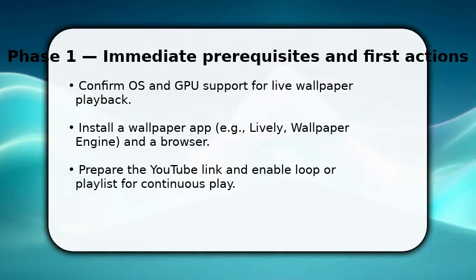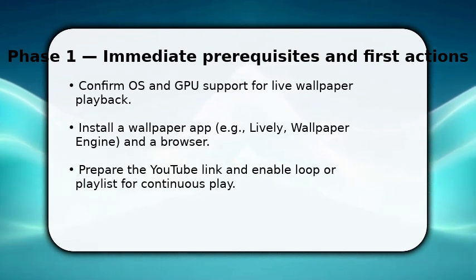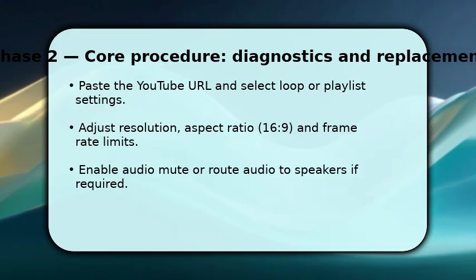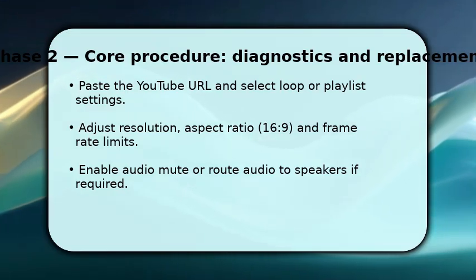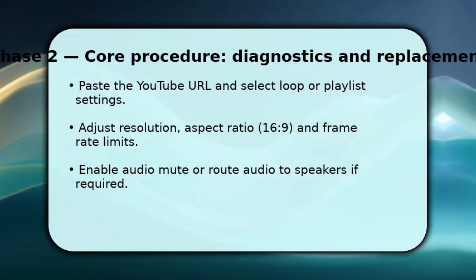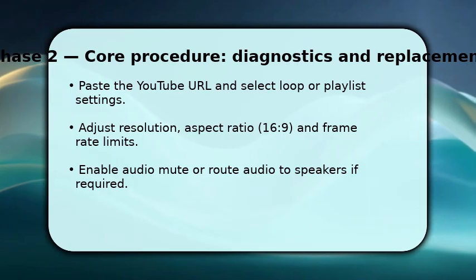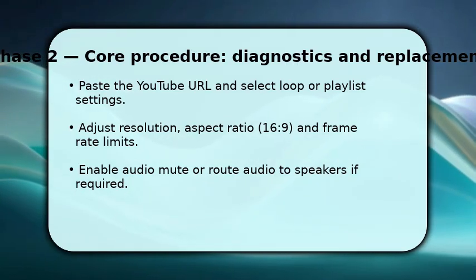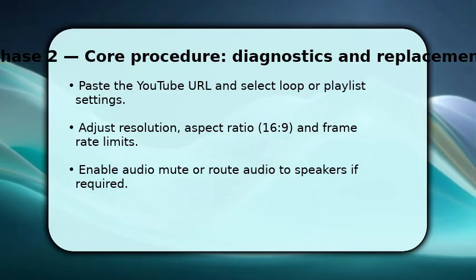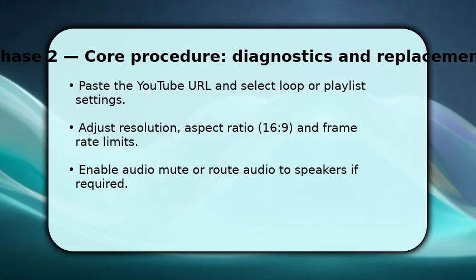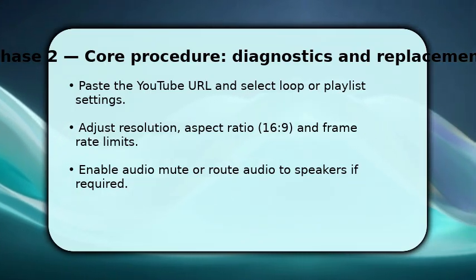Next, paste the YouTube link into the app's URL field and choose loop or a dedicated playlist so the wallpaper never stops. This avoids black screens between plays. Then, adjust resolution and aspect ratio. Use 16:9 for most monitors, and cap frame rate to save GPU power if needed. Once configured, decide about audio. Mute the source for silent wallpapers, or route audio through your speakers if you want sound. These settings balance quality with performance and explain why each option matters.